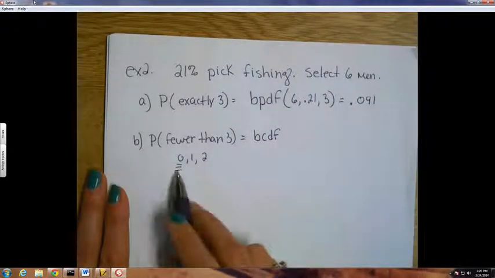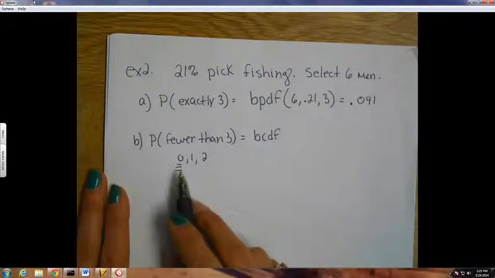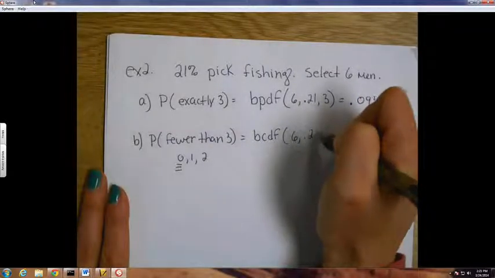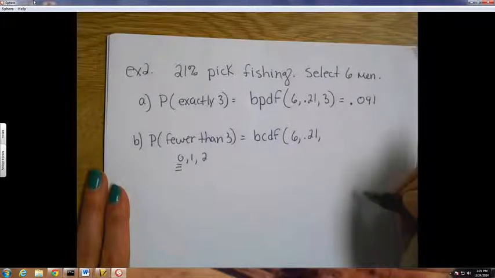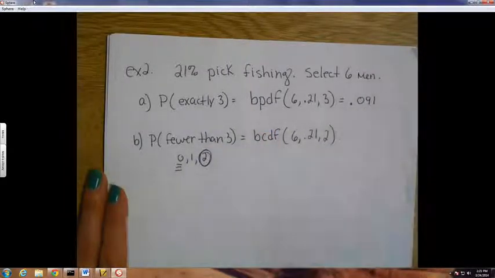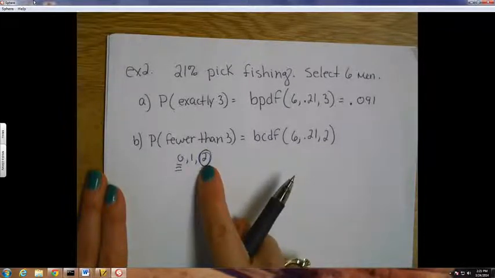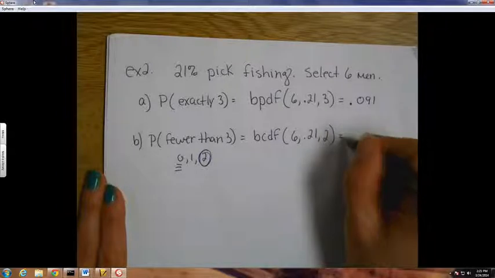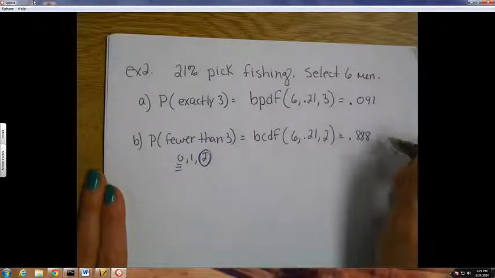If it starts at 0, I don't have to do a 1 minus. If it's not starting at 0, then I do have to do a 1 minus. But this one is starting at 0. So that's 6 trials, 0.21 success. What's my X number? Is it 2 or is it 3? 2. It is this number. It gives me 3 probabilities added together, but the X value is the number of successes. It stops at 2. Not how many probabilities, but successes. And what did this one come out? 0.888, quite a high probability.